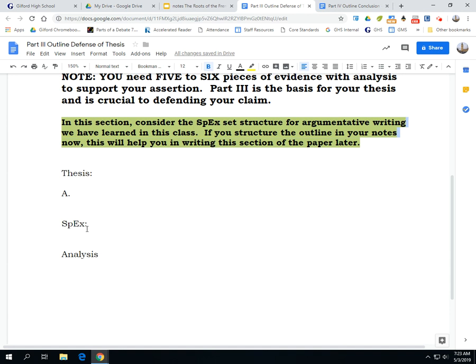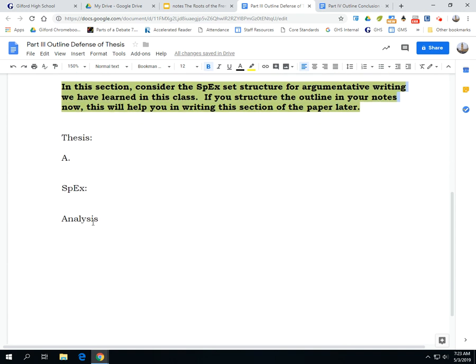This is the most crucial part of your paper because this is what makes your research relevant. This is why you're coming to this conclusion, and this is how you're defending it. So of all the parts, 1 and 2 are leading to this point. 3 is kind of the bulk of your paper where you're really supporting that research argument that you've come up with. All right, so that's part 3.